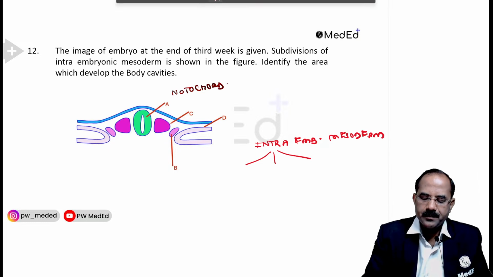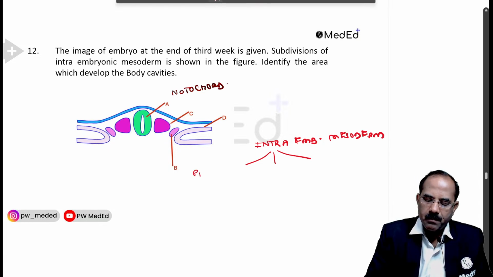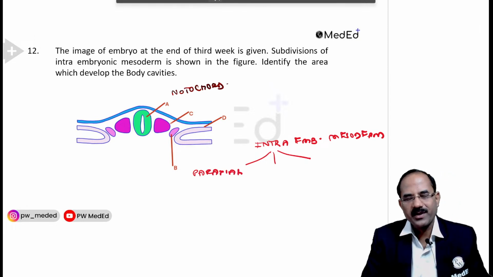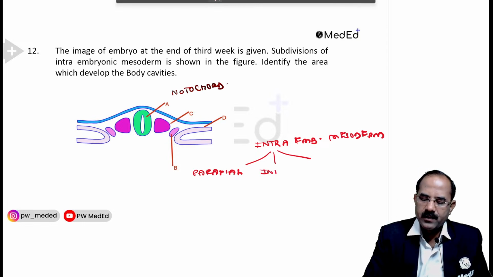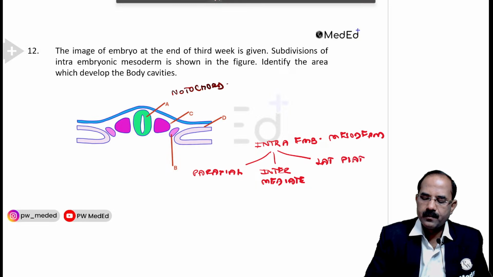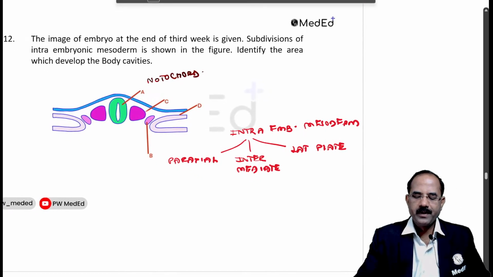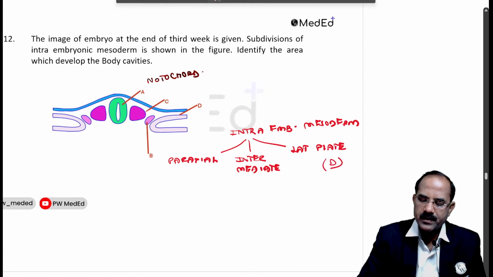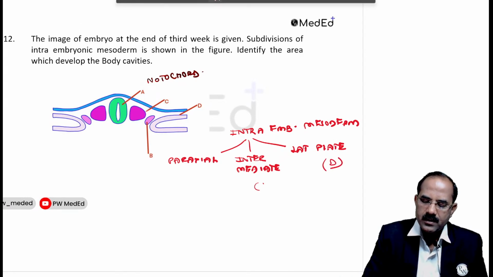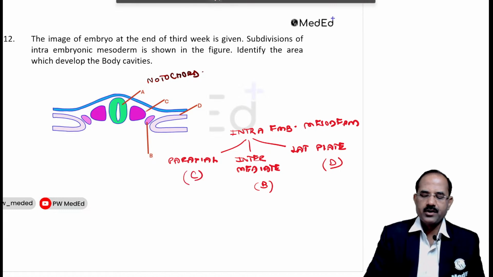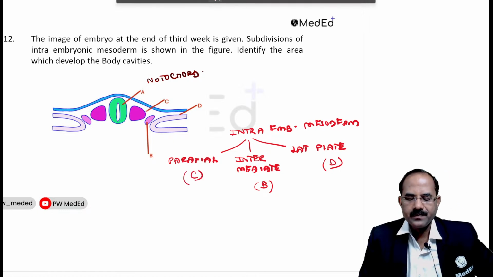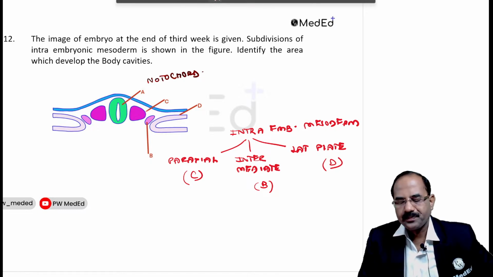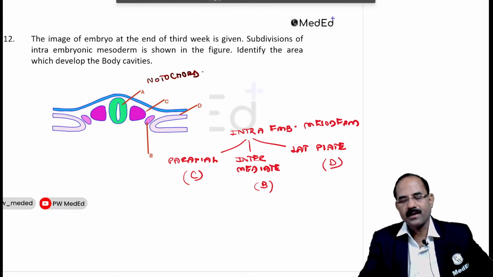One is paraxial. The second one is intermediate, and the other one is lateral plate. So paraxial, intermediate, and lateral plate. Lateral plate is the one which is written as D for you. In this slide, C is paraxial, B is intermediate plate, and D is lateral plate mesoderm.